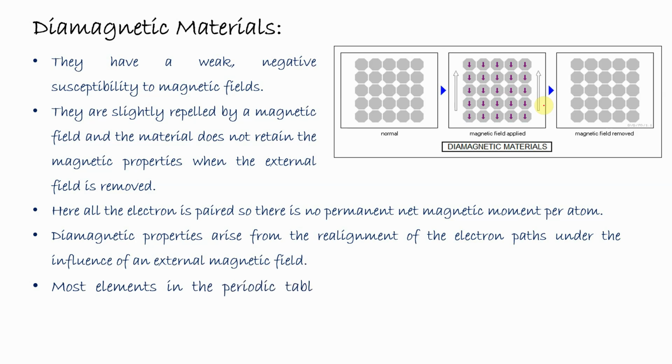Most elements in the periodic table, including copper, silver, and gold, are diamagnetic materials. So generally, we can see that these materials do not show magnetic properties. But if we apply a very strong magnetic field, then this material will behave like a magnet, but with a very weak property of magnetism.